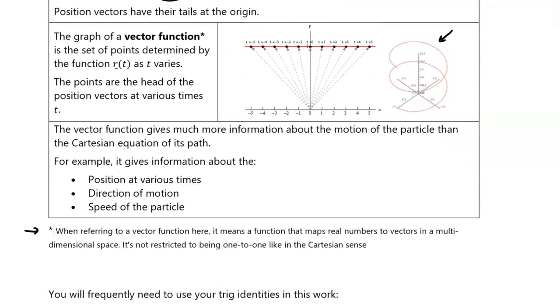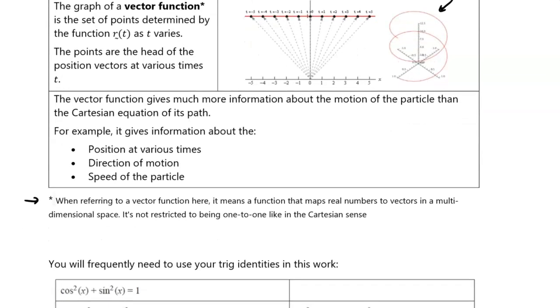We can use this information, that vector function, to map the motion of a particle, and we can look at that instead of the Cartesian equation for its path because it actually gives more information. Not only does it give the position at various times, it also gives the direction of motion. Position at various times can also be done using the Cartesian equation. That also works. But the direction of motion, much better to have our vector function.